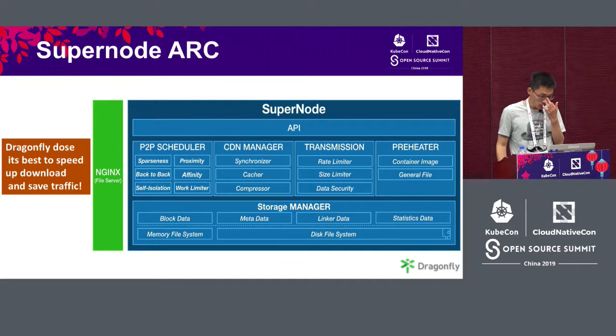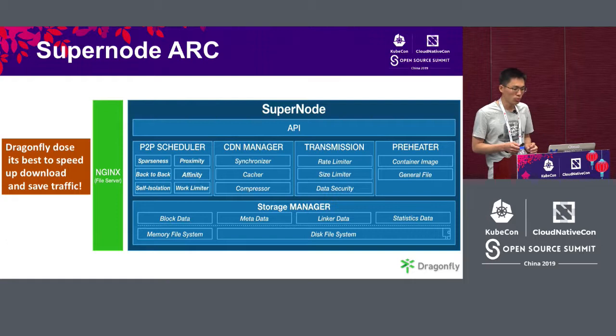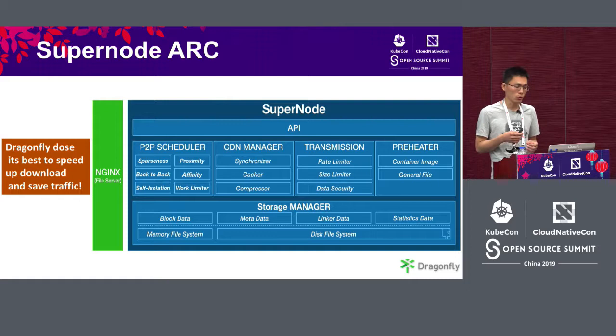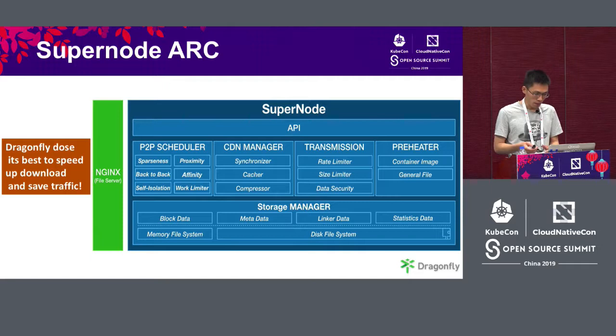And on the bottom layer, that is the memory file system. We have the memory file system as well as the disk file system. Why do we have the memory file system? Because we want to solve the problem of large file distribution. For example, 10 gigabytes will occupy part of the I/O resource, then it will cause impact on the downloading of other files. So we can use the memory file system to avoid this kind of situation, and we can solve the large file resource issue.